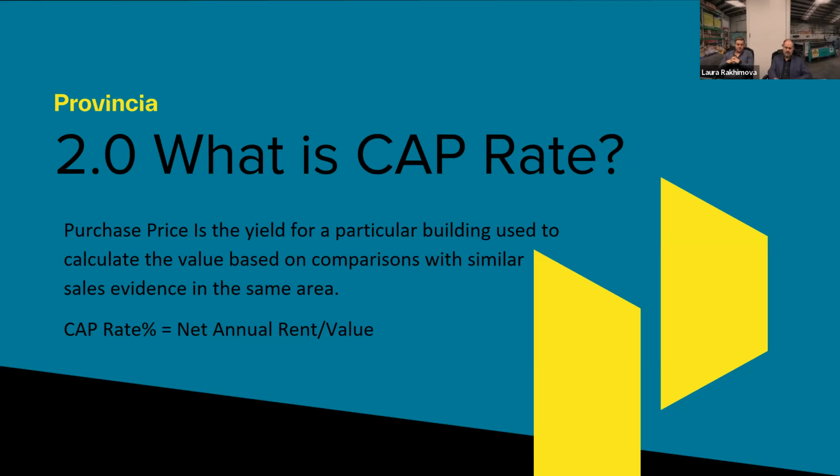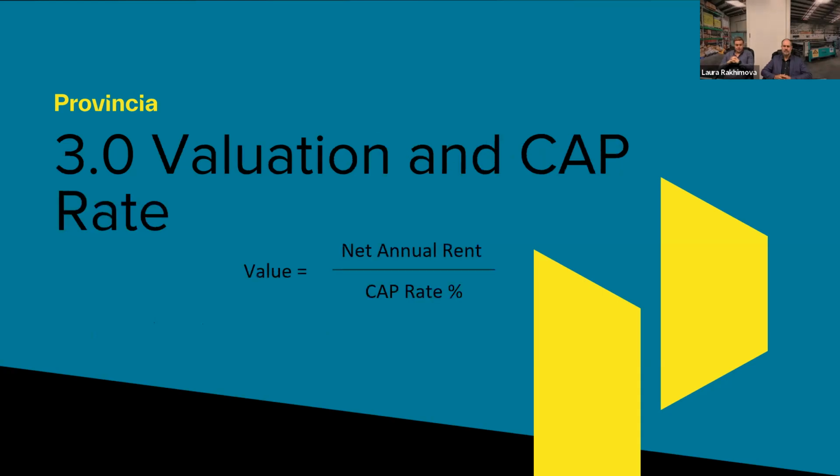The cap rate percentage equals your net annual rent divided by the value, which we just touched on. So your net annual rent divided by the value gives you your cap rate percentage. And so the value equals your net annual rent over your cap rate. That's the easiest way to calculate value when you're looking at valuing a property: simply getting the net annual rent and dividing it by a particular cap rate, basically a particular yield, to determine the value you want to pay for it.